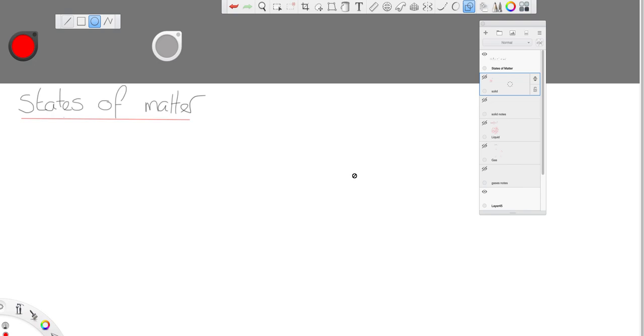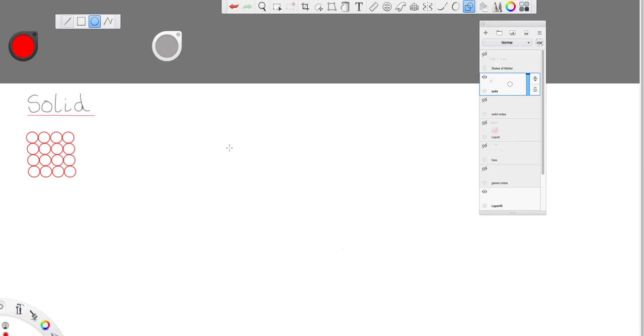States of matter, then. You know there are 3 states, you may even know there are 4 states of matter. So let's look at the solid first. Things to note about solids.